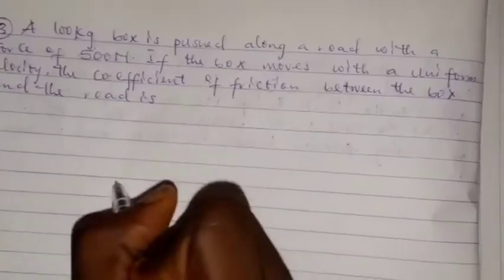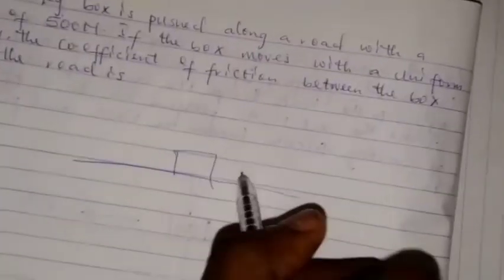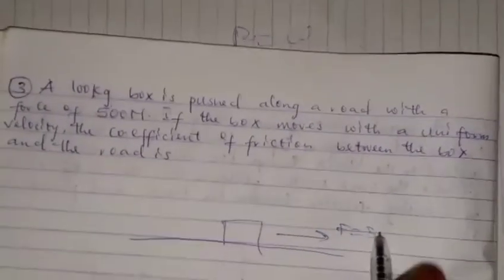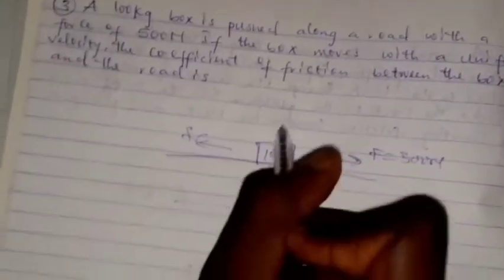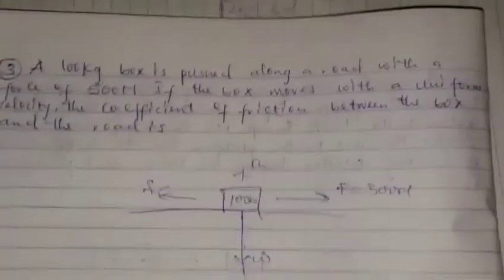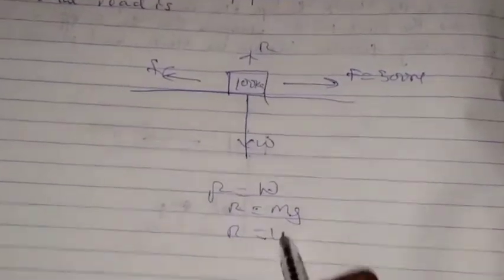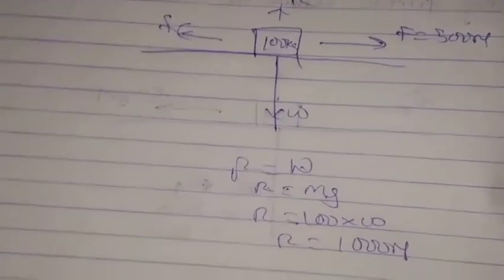So yes, like the normal way. Now you know you've been given your force. This is your force, 500 Newton. You know your friction will act in this direction. Then you have a 100 kilogram box. This is your weight. This is your R. Your R is the same thing as your weight. Your R is mg. Weight is mg. R is equals to 100 times 10. R is equals to 1000 Newton. Are you getting it now?